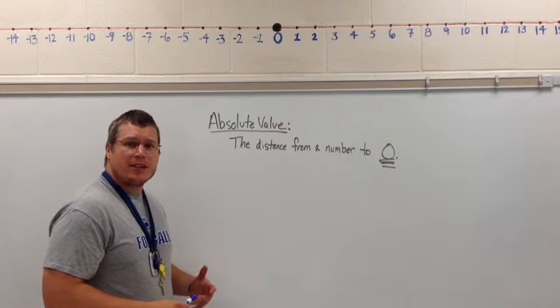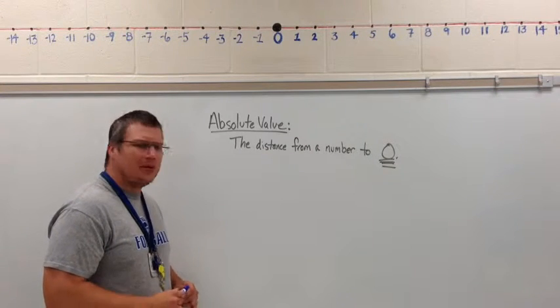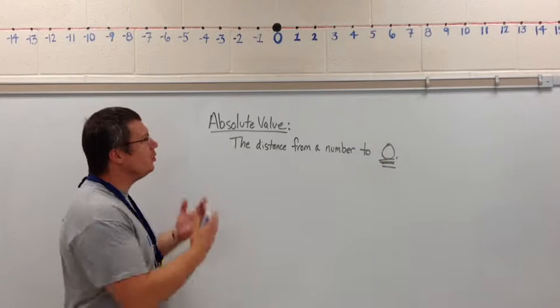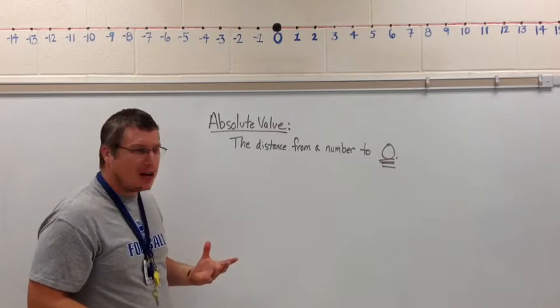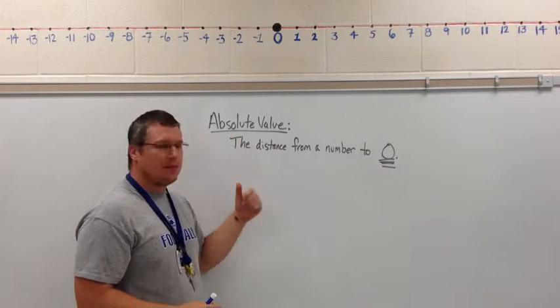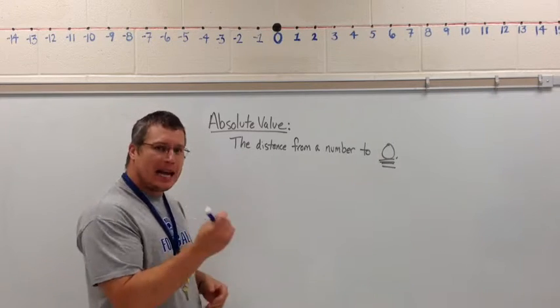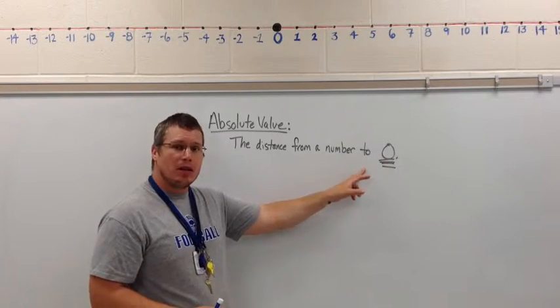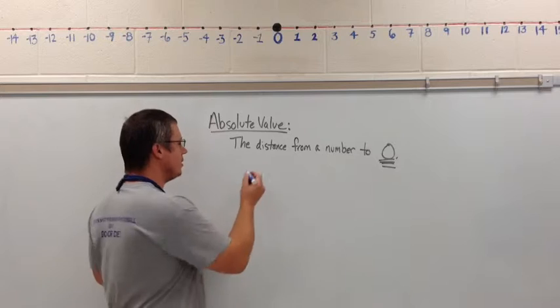In this lesson, we're going to take a look at absolute value. Absolute value simply is a term that deals with any positive or negative number. Absolute value talks about how far a number is from zero. That's all it asks. It is the distance.